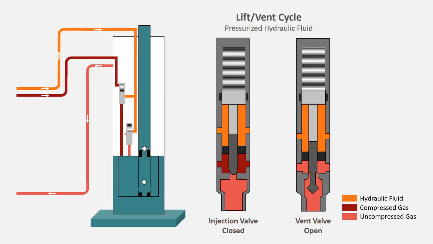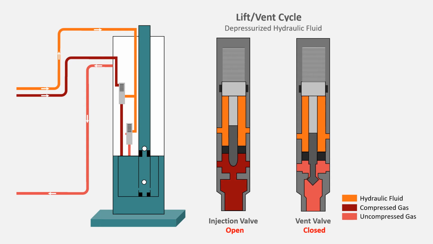The surface control skid raises the pressure in the hydraulic pressure control line, causing the chamber vent valve to close and the chamber injection valve to open. This permits accumulated high-pressure gas in the gas accumulator injection line to enter the chamber and begin flushing the liquids into the tubing.